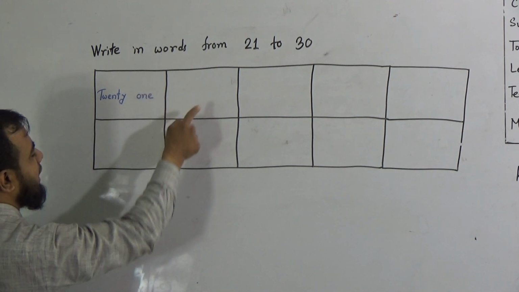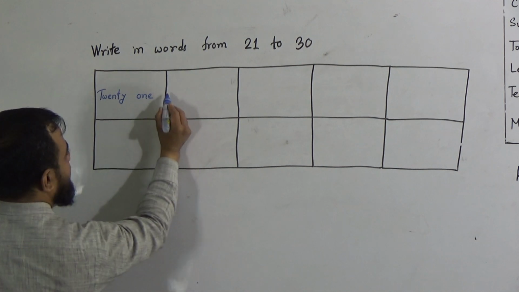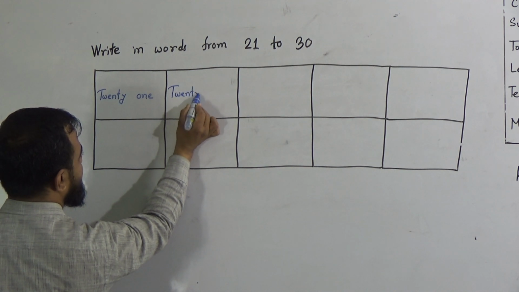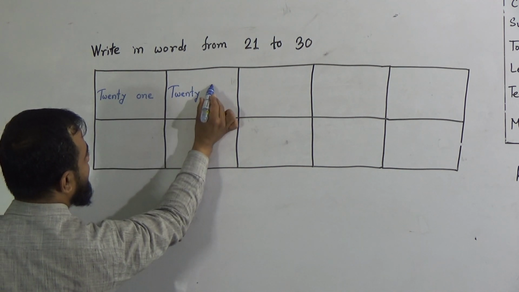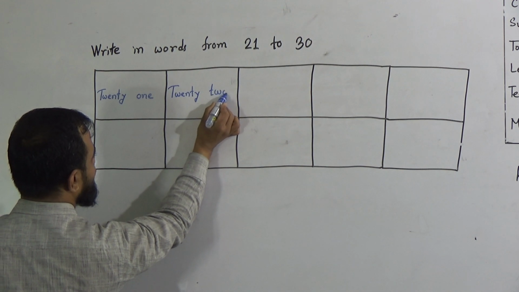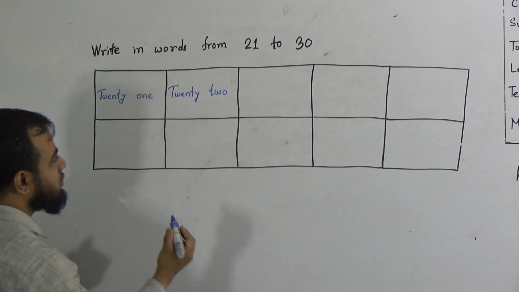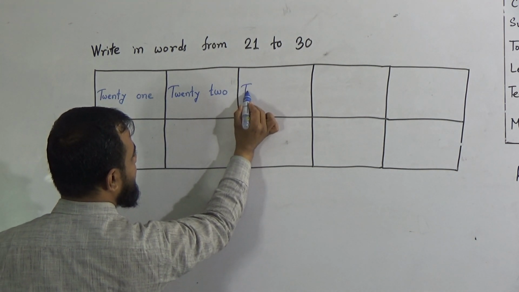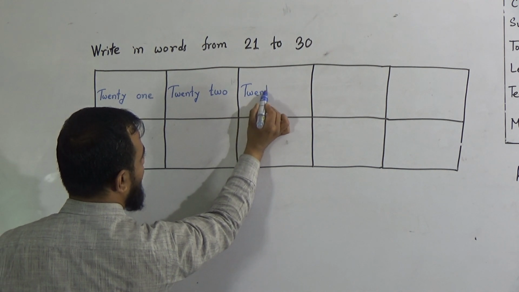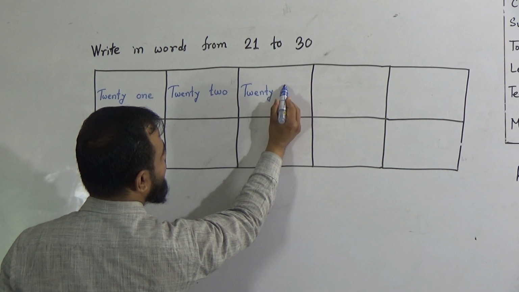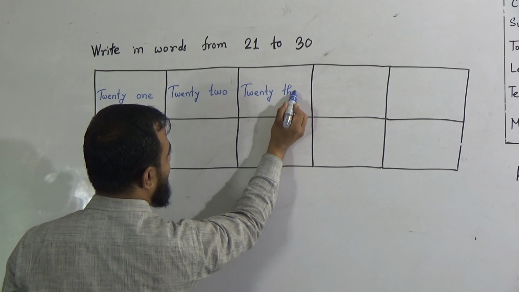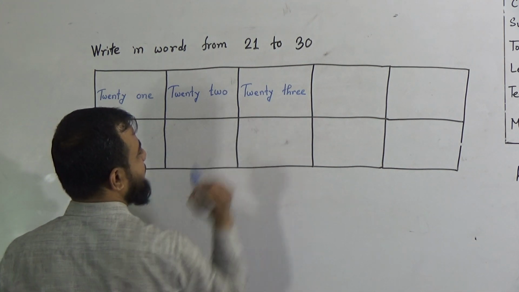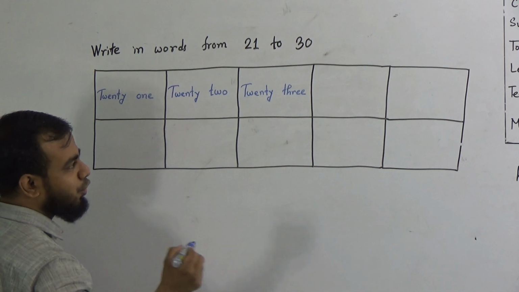After 21 we have the number 22. The spelling of 20, you know that it's TWENTY. Then 2, the spelling of 2 is TWO. Like this way you should write down all the words today. After 22 we will have 23. The spelling of 23 is TWENTY, 20. Then 3, the spelling of 3 is THREE, 23.